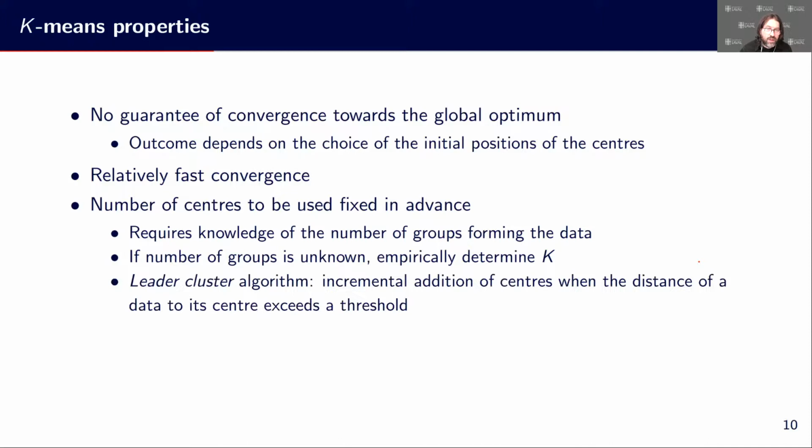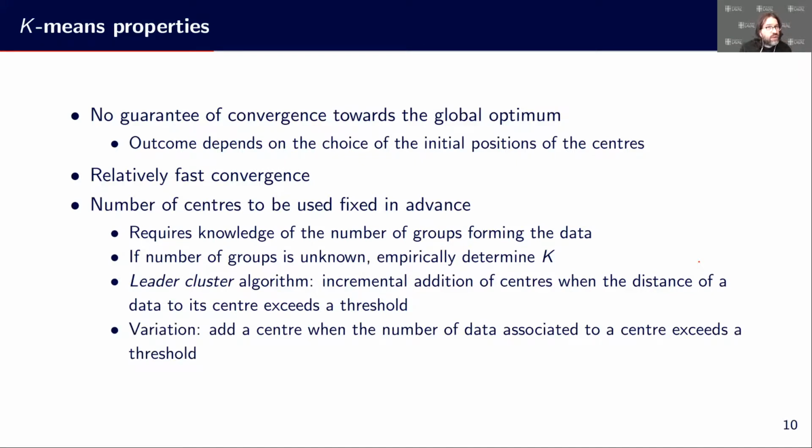There are even modifications to K-means, with algorithms like the leader cluster algorithm. The point is that we incrementally add new centers as we see that the distance of data to its center exceeds the threshold. When we have data in a given cluster that is too far away from the center, we say, okay, let's split this. Let's assign these data to a new cluster center. So we will increase the value of K.